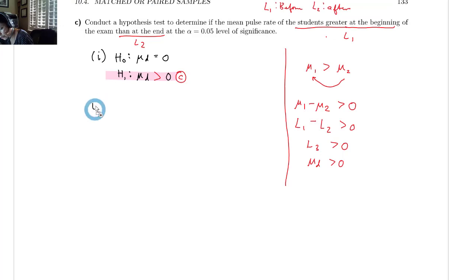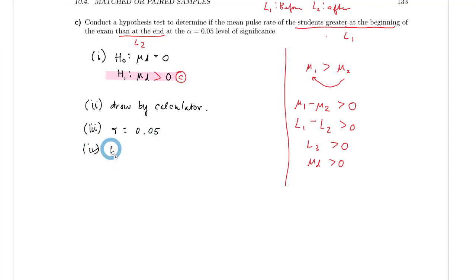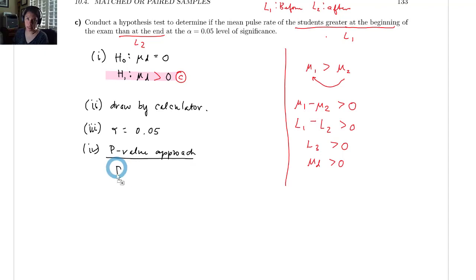The second part is to draw a figure. So we'll draw by calculator. The third part is to identify the alpha, which is 0.05, and then step 4 would be the p-value. The p-value approach, and again, what you're going to test on is you're going to do data, and you're going to pick the differences. It's very important that we do that. And let's go to the calculator and see what that looks like.